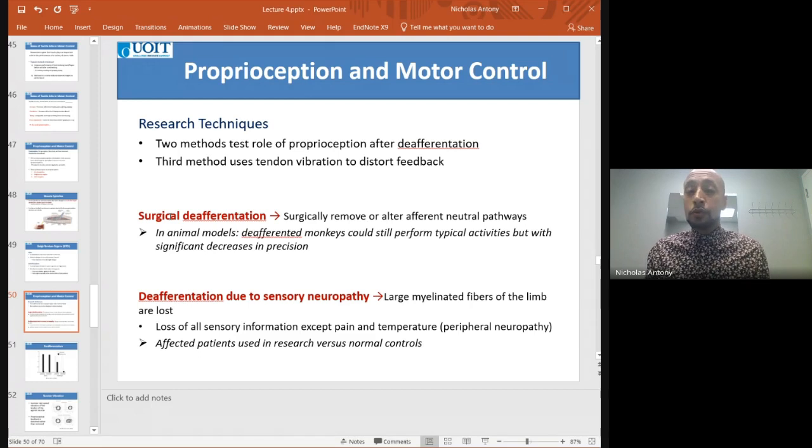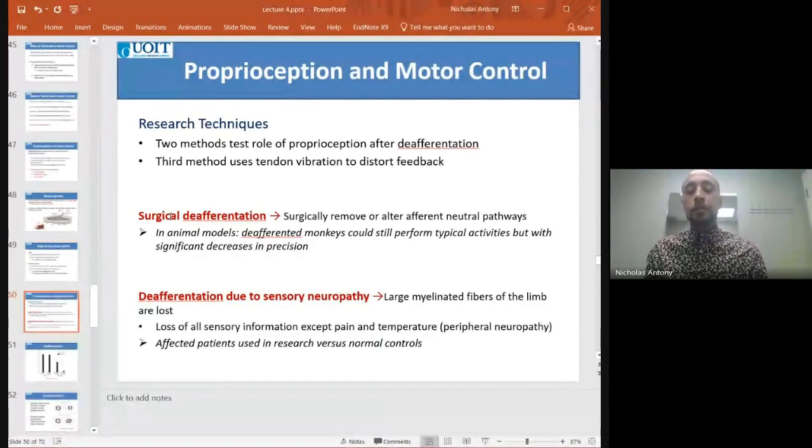The other approach, because it's not ethical to do that in humans, obviously, was to use diabetic patients. Diabetic patients have neuropathies, and the larger fibers go first, and the largest fibers are the proprioceptive fibers. So people with diabetes tend to have very lacking proprioception, specifically in their feet. You could take diabetic people with neuropathy versus controls, have them doing the same skill, and look at the difference. So that's another way that they could evaluate how important proprioception is.